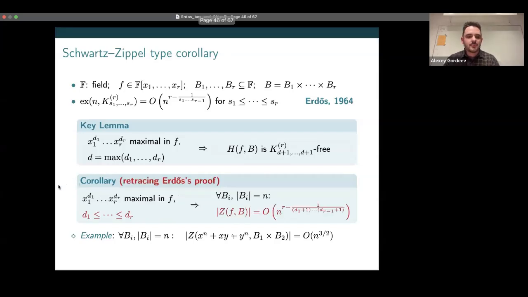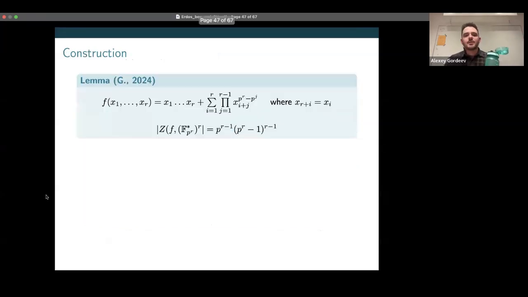And the last thing is that if we go back to Erdős's proof and repeat it, we can show that instead of using this lemma as a black box, we can combine all the steps together and show that, in fact, you can give a slightly better bound. But maybe I will not focus on that today. So now let's talk about the construction, which I promised.